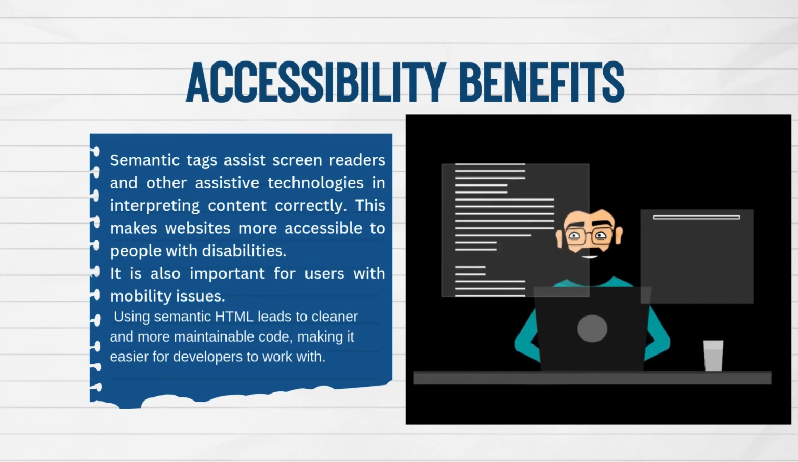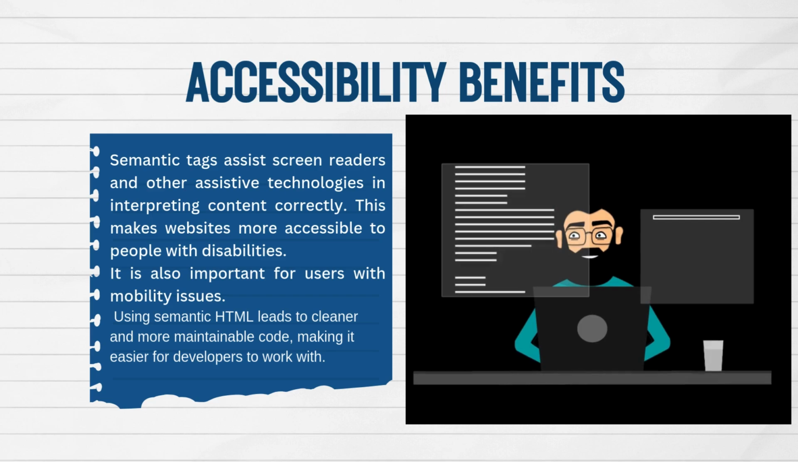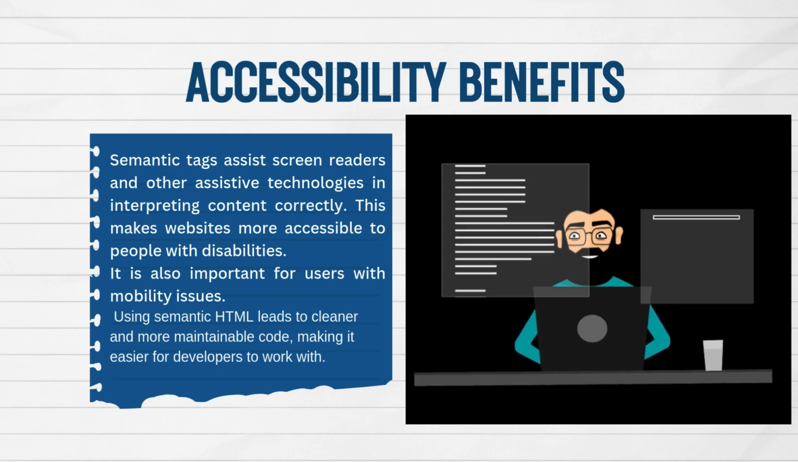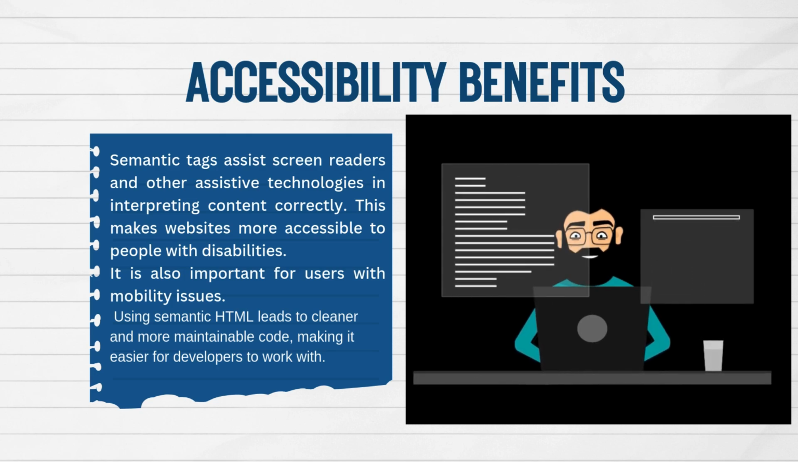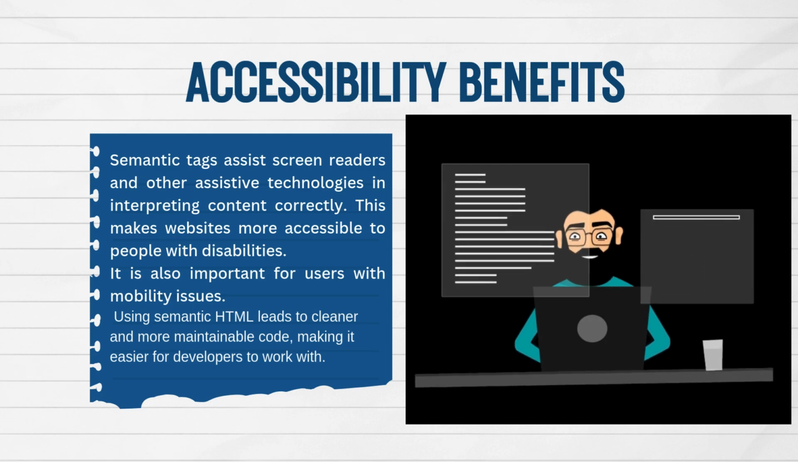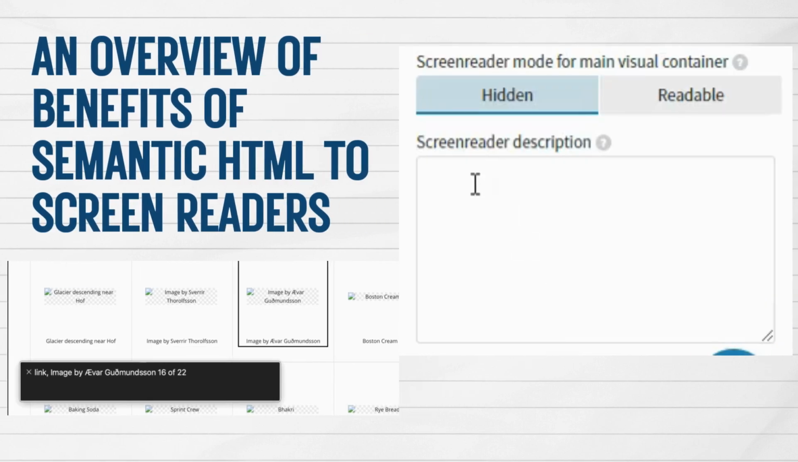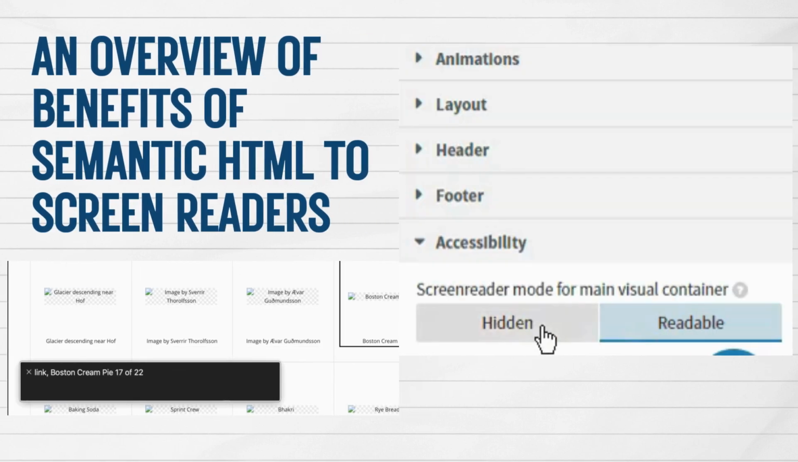Accessibility benefits. Semantic tags assist screen readers and other assistive technologies in interpreting content correctly. This makes websites more accessible to people with disabilities. It is also important for users with mobility issues. Using semantic HTML leads to cleaner and more maintainable code, making it easier for developers to work with. An overview of benefits of semantic HTML to screen readers.